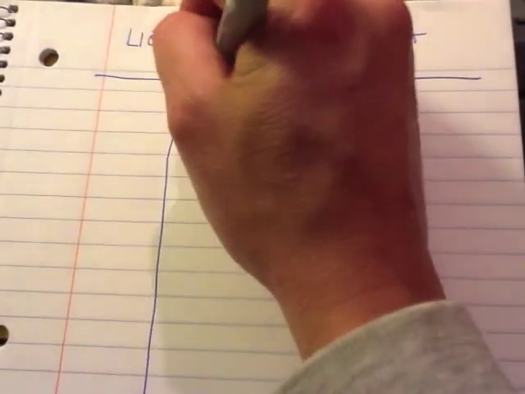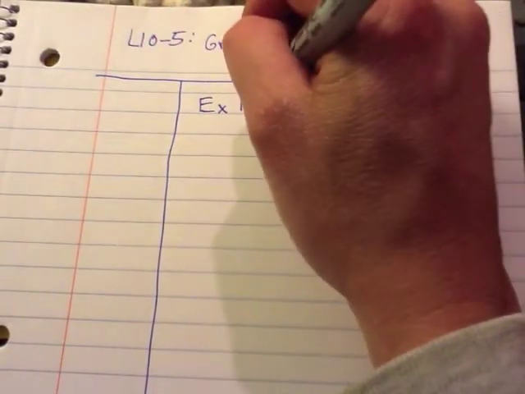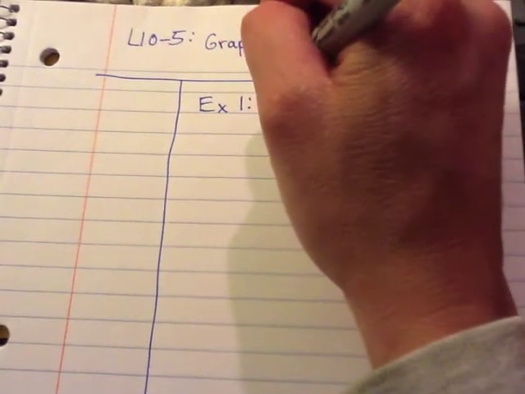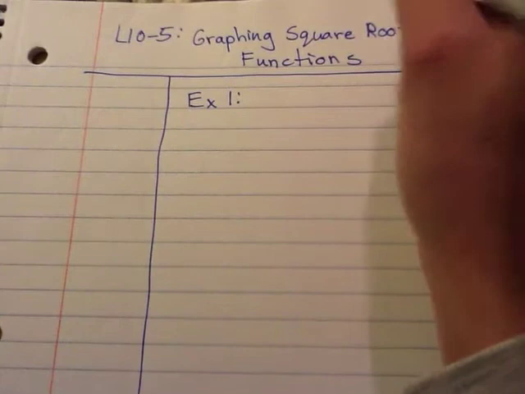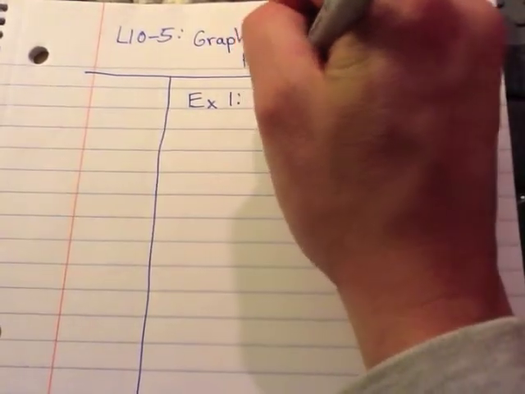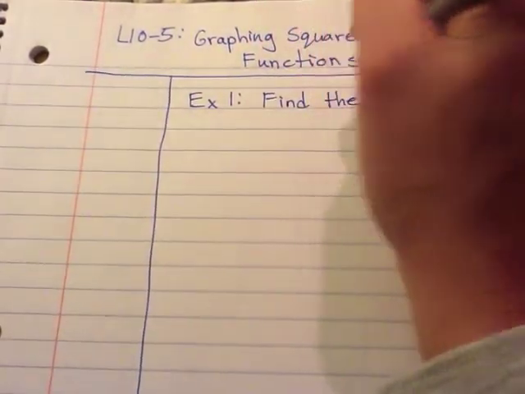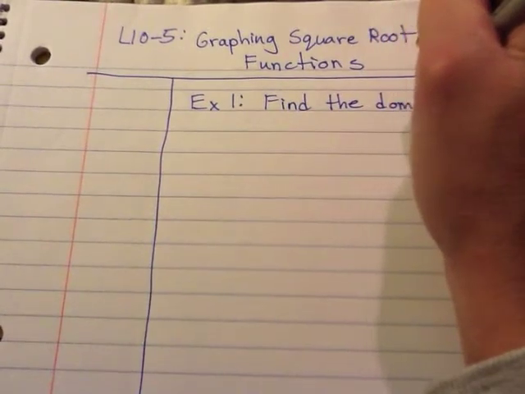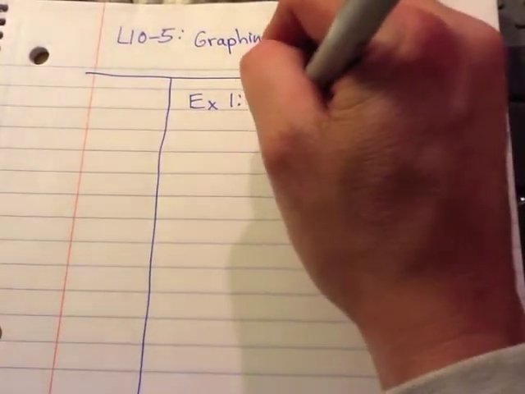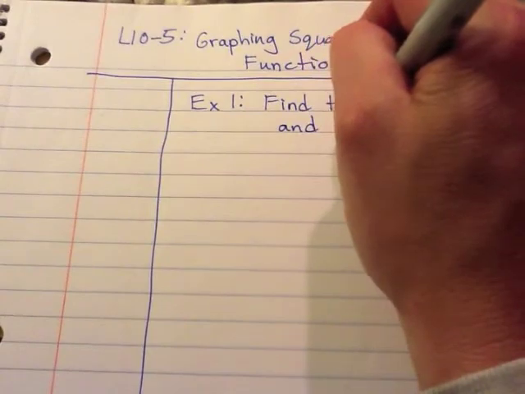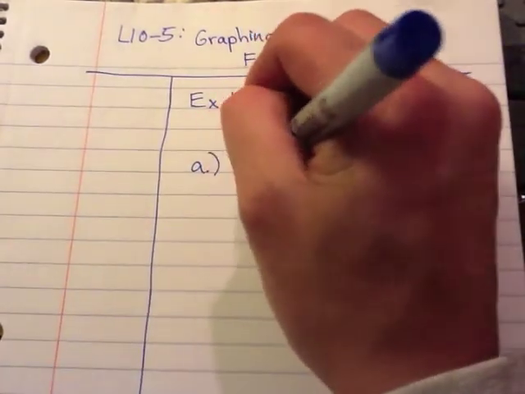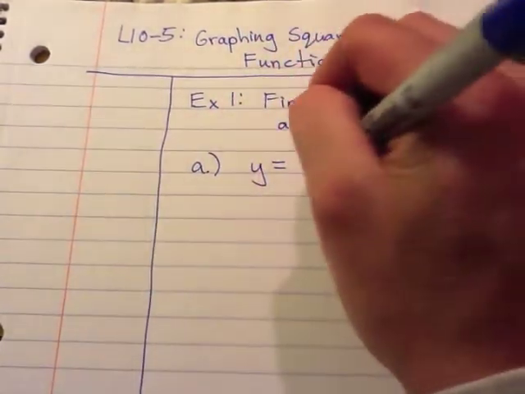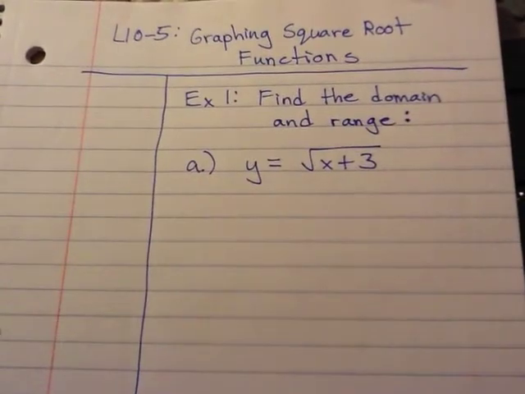So example 1 is just looking at domain and range of these. So there's some rules that we're going to talk about so you can kind of see the limitations. So this says find the domain and range. We're going to look at a couple of them. So the first one is y equals the square root of x plus 3.